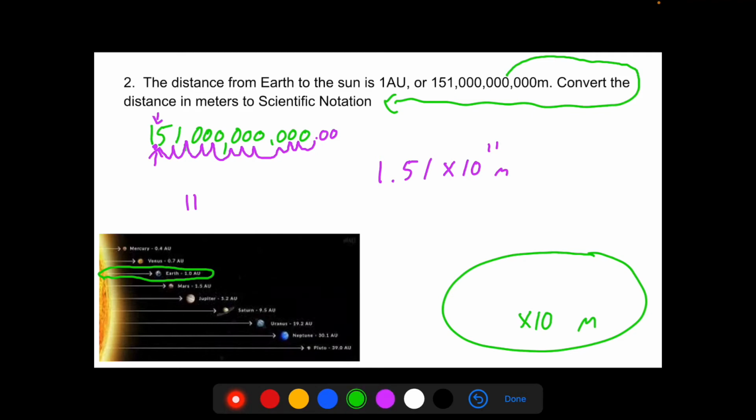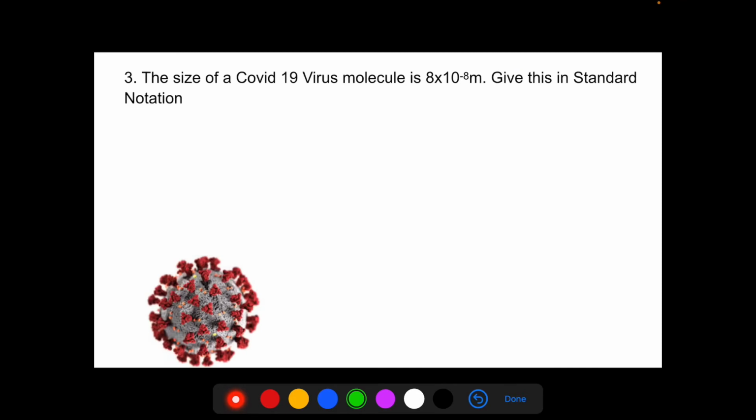Okay, so the distance from the Earth to the Sun is 1 astronomical unit, or what? 1.51 times 10 to the 11th meter. And there's my answer. All right, now we're going to work on some really, really small stuff.